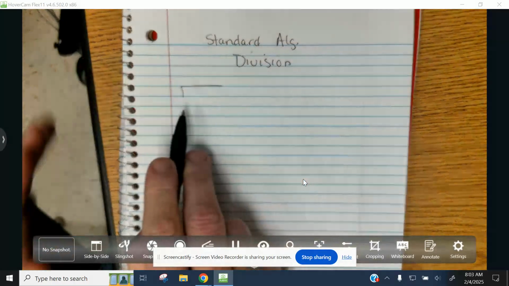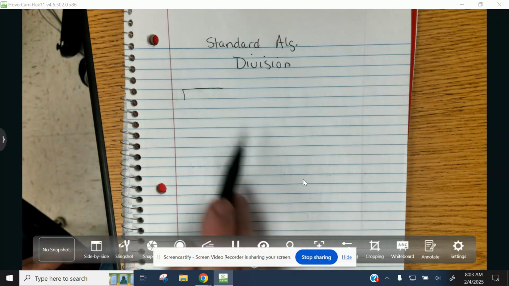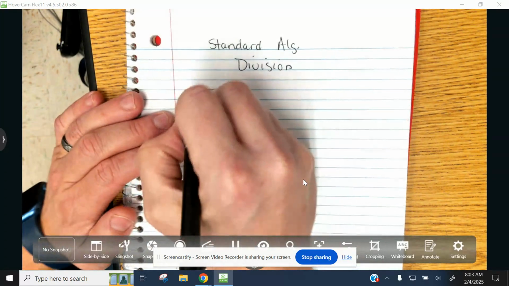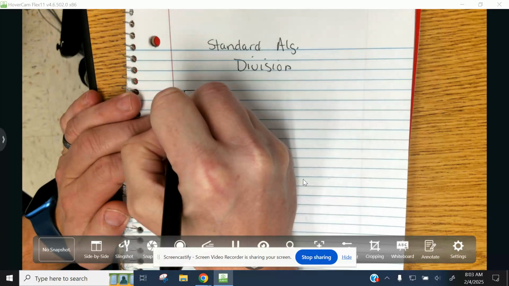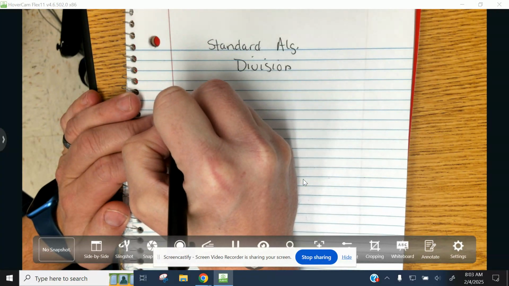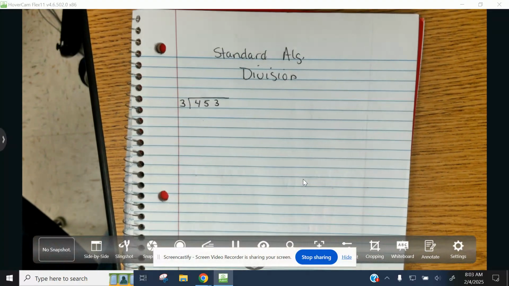So when you do it, you're just going to make the house. You do not need to make the line down the side because there are no partial quotients. Your answer is going to go up top. We'll make this 453 divided by, let's just go easy and we'll say divided by 3. Okay. Now, how you do this, how this is different.